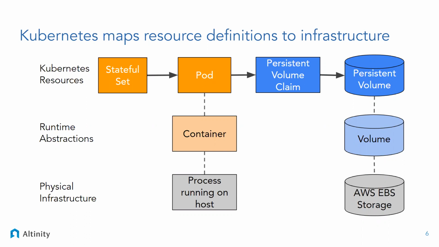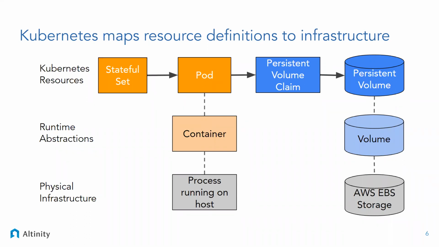A pod more or less correlates to a container. It can actually have one or more containers on it, but it's typically the actual processing. Persistent volume claim is a request for storage, and a persistent volume is the actual patch of storage that was allocated to fulfill that request. And these then map to runtime abstractions, which you'll be very familiar with if you use containers. So for example, the pod maps to one or more containers. The persistent volume maps to a volume. If you go to Docker or other container systems, they use these terms.